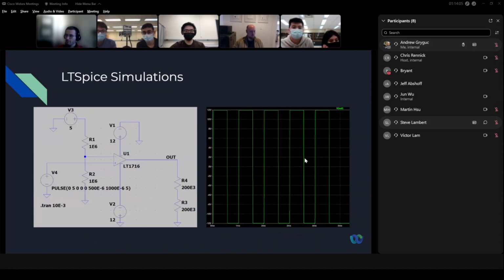For the pilot signal generator, it uses an LT1716 comparator integrated circuit. On the left is a schematic we drew up in LTSpice to simulate the operation of that pilot signal generator. And on the right, you have a transient analysis screenshot, which shows the 1 kilohertz square wave with 12 volts amplitude, and the resulting voltage time graph is plotted.